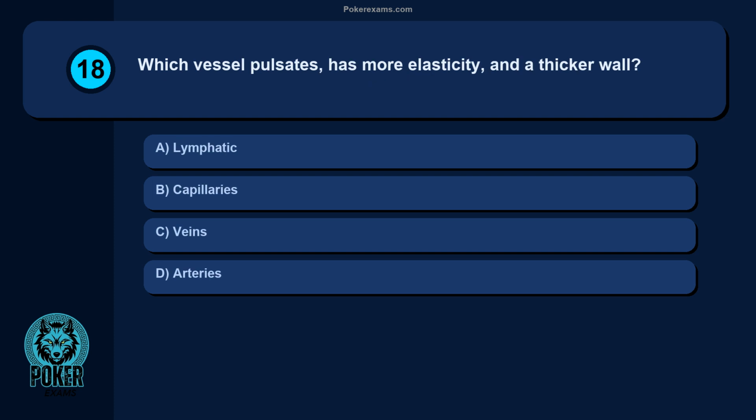Question 18. Which vessel pulsates, has more elasticity, and a thicker wall? Lymphatic, capillaries, veins, arteries.